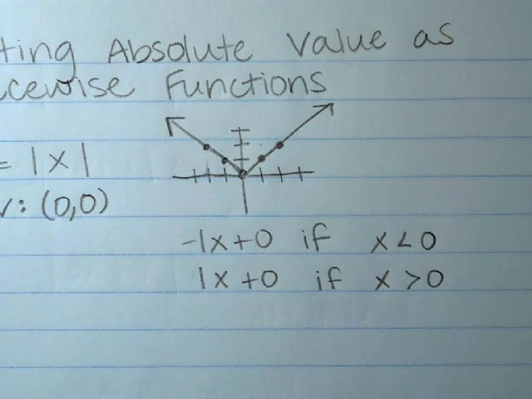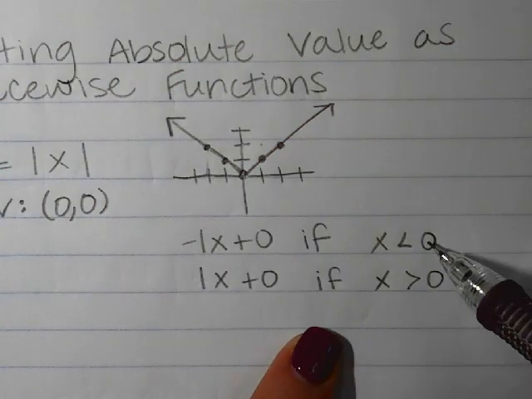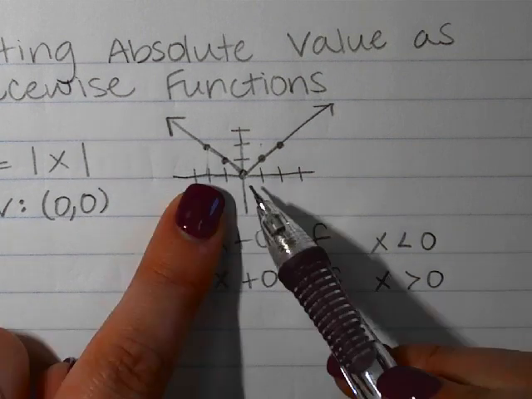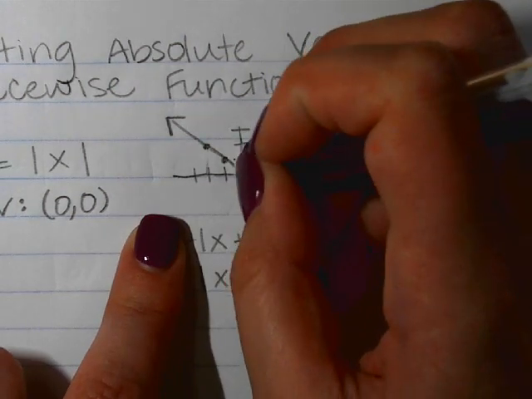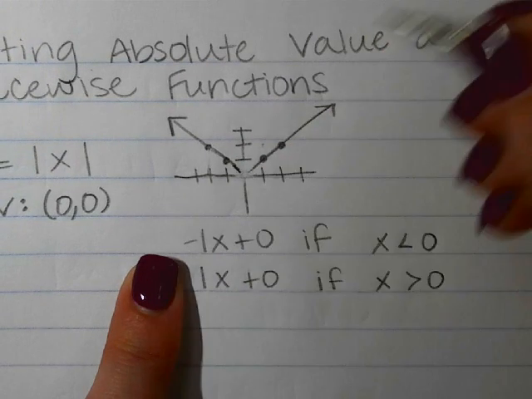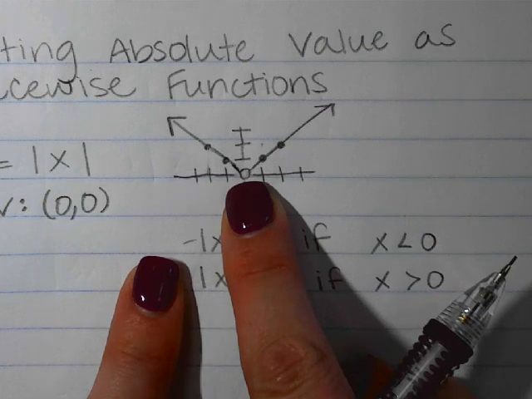Now, based on how we wrote these pieces, it looks like x is never supposed to be 0 exactly, which would mean there would be a little hole here. Do not draw this on your paper. I'm just showing you what it looks like. If we were to graph what we wrote just there, we would have a hole in the graph that would not be filled in. But that's not what an absolute value graph looks like.